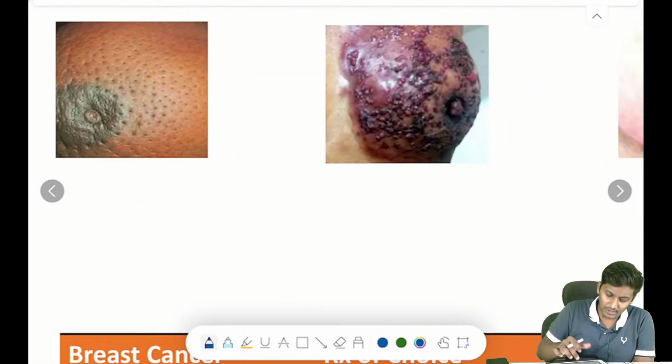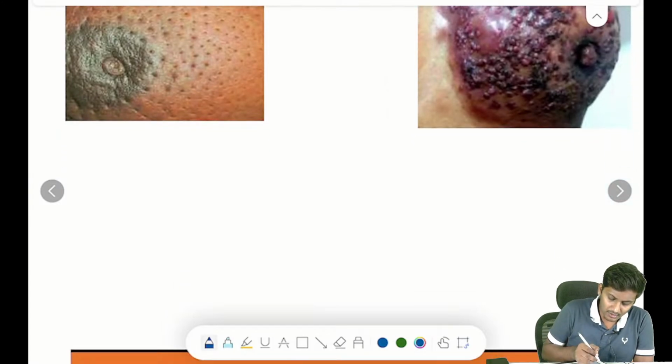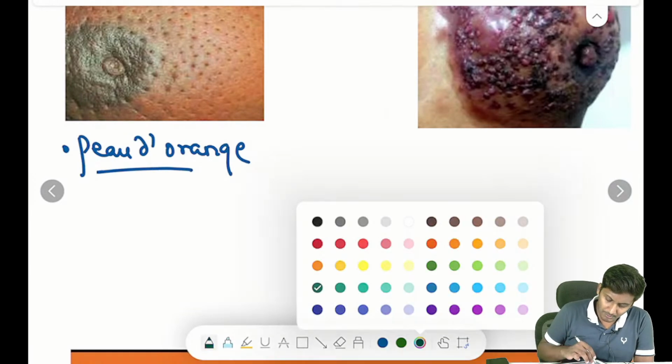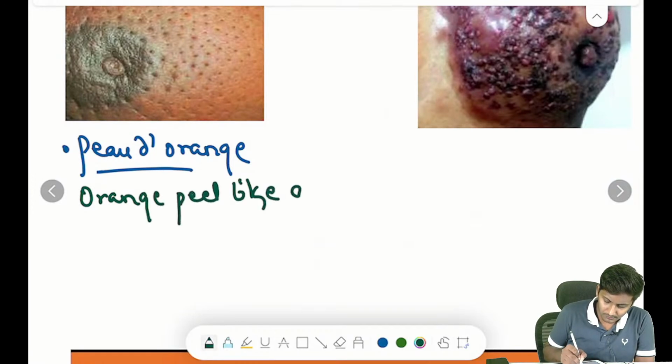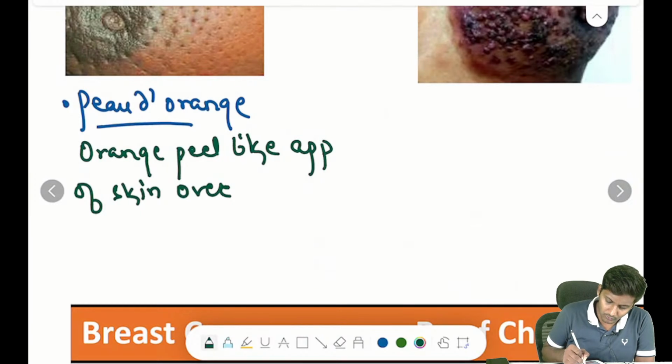Now if I talk about this, what is this, bache? This is the classical peau d'orange. That is the orange peel like appearance of the skin. This is important. The skin looks like an orange, so that is peau d'orange. You have to remember this definitely. It is nothing but orange peel like appearance of skin over the breast.